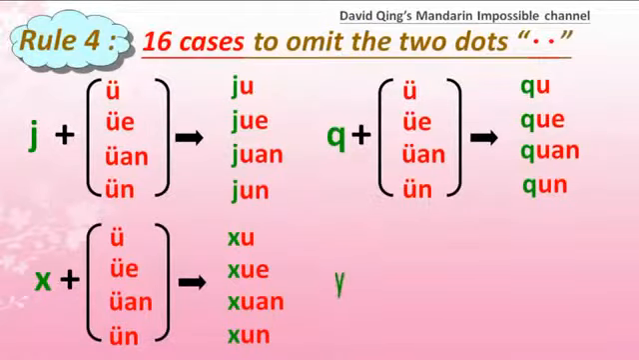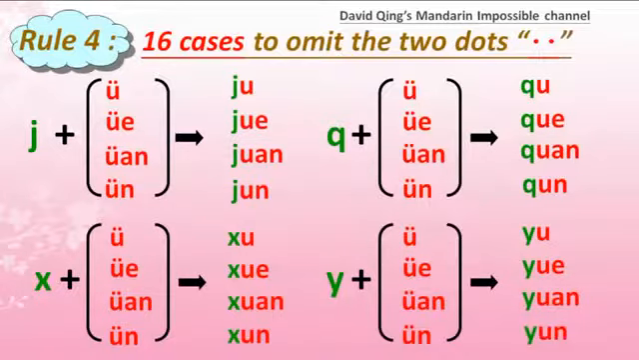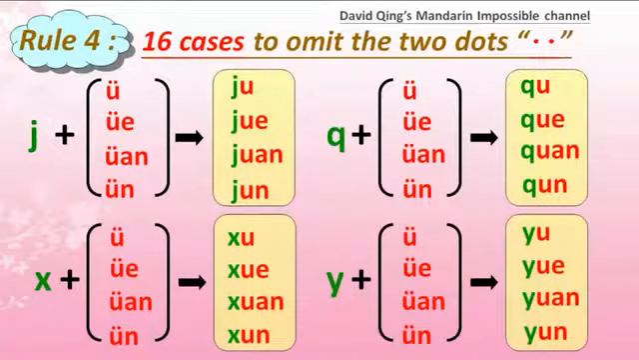When the consonant yi combined with the vowel yu, yue, yuan, or yun, the combinations are represented as yu, yue, yuan, yun, without 2 dots above the vowel. Inside the highlighted boxes are the 16 cases to omit the 2 dots. You must also pay attention to their pronunciations.